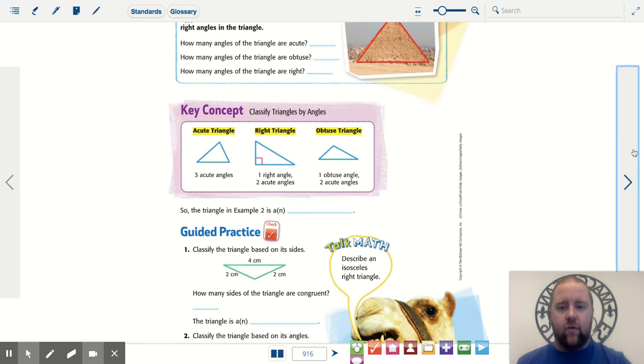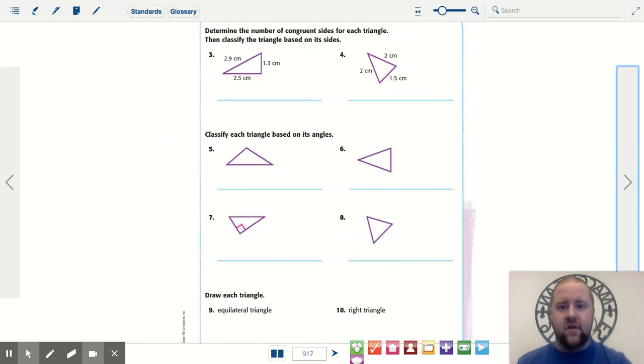If we were looking at examples of problems like these, you might get a triangle that looks like this, and they would give you all of the measurements on the sides. Here, none of them are the same, so that would be a scalene. In the directions it says to determine the number of congruent sides for each triangle, then classify based on its sides. So this would be scalene because none of the sides are the same. When we look over here, these two are the same. So it would be two eyes, isosceles.